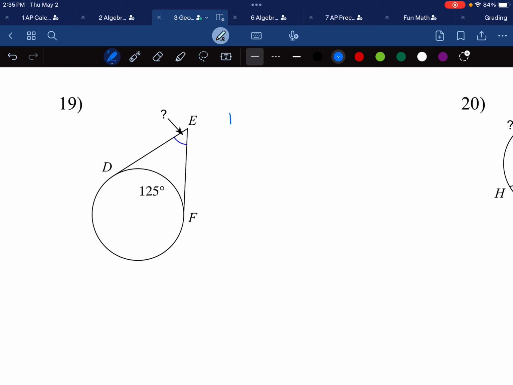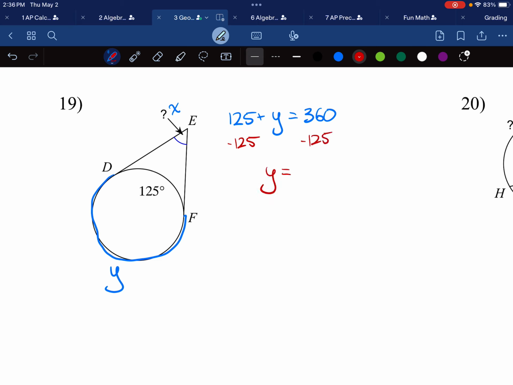So I can say that as an equation to show my work. I can say 125 plus, let's call this length over here y. Let's call this thing x. If I do 125 plus y, that should add up to 360 degrees. Therefore, if I subtract 125 from both sides, y here is equal to 235. And then, so I have big now. My general equation that I have memorized is big arc minus small arc is equal to 2 times the angle.